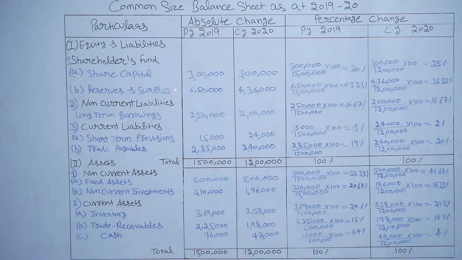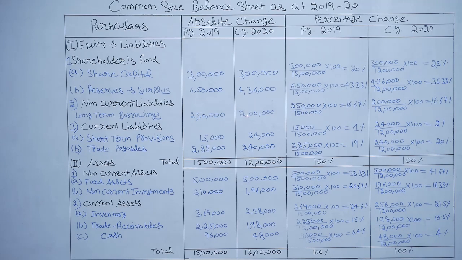Next is reserves and surplus 6 lakh 50,000 for previous year, 4 lakh 36,000 for current year. So now we have to calculate percentage change. So previous year reserves and surplus is 6 lakh 50,000, divided by 15 lakh which we are considering as a base, into 100 is equal to 43.33%. And for current year, reserves and surplus for current year is 4 lakh 36,000, divided by total amount for the current year, 12 lakh, into 100 is equal to 36.33%. Next is non-current liabilities. Under this, long-term borrowings. So previous year long-term borrowing is 2,50,000.